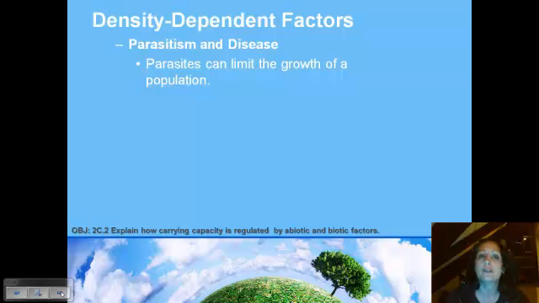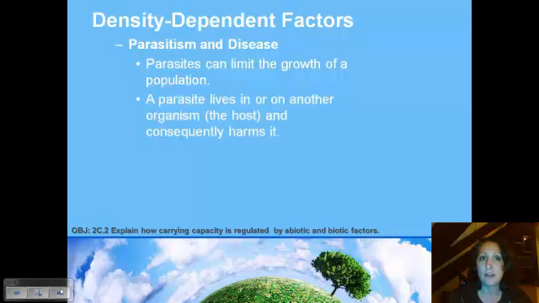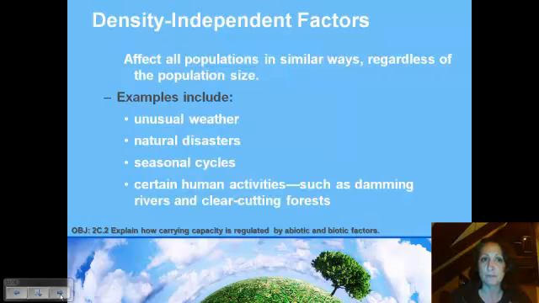Okay, another is parasitism, and parasitism leads to disease. Disease can be caused by other things besides parasitism. So parasites, the number of individuals in a population, if there's a disease that comes through or some kind of parasites that come through, the more individuals in the population, the faster that disease will get spread within that population. So that would be considered a density dependent factor as well. And remember that a parasite is something that lives on or in another organism and causes harm to that organism. That would be a parasitic relationship.